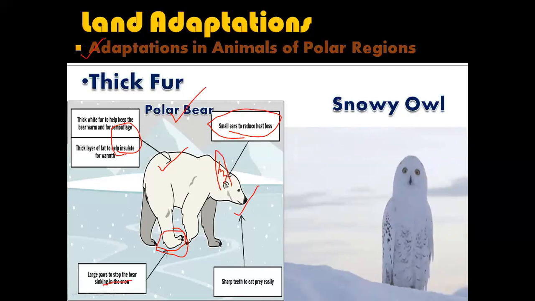Polar bear and snowy owl are examples. The snowy owl is a bird which lives over there, and it has very heavy feathers so that it can insulate its body and keep the heat inside to keep it warm.